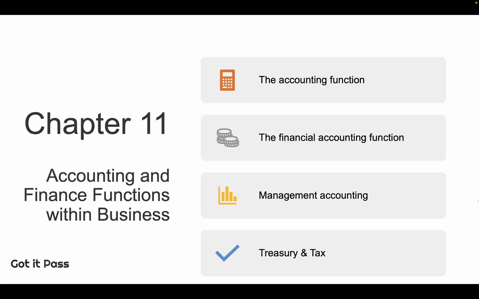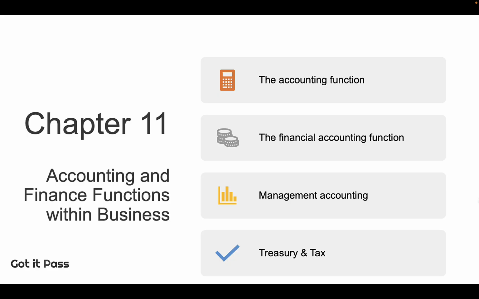Chapter 11. Accounting and Finance Functions Within Business. In this chapter, our focus is on discussing the accounting function and the finance functions in a business, and it is divided into 4 different sections.